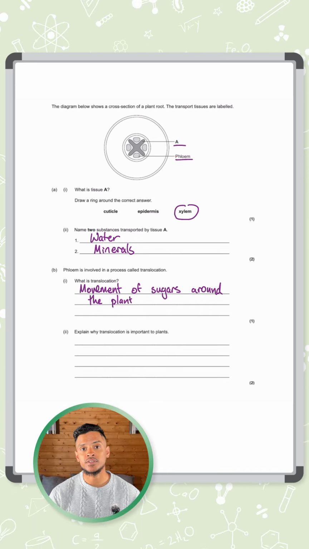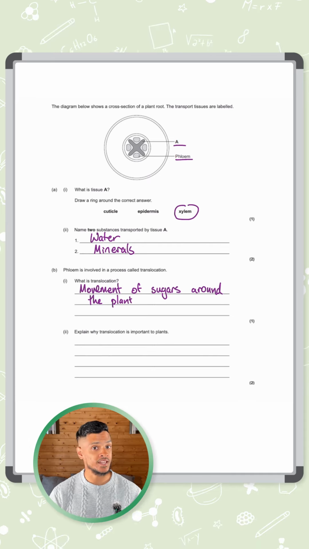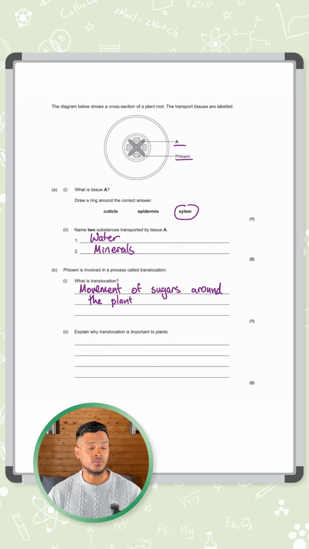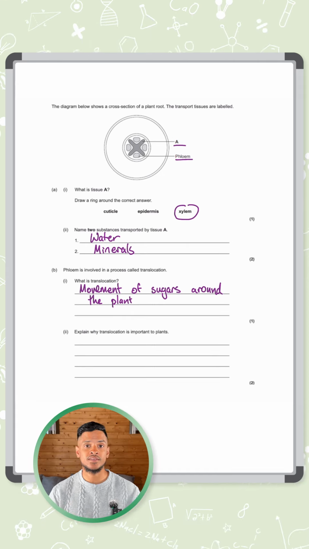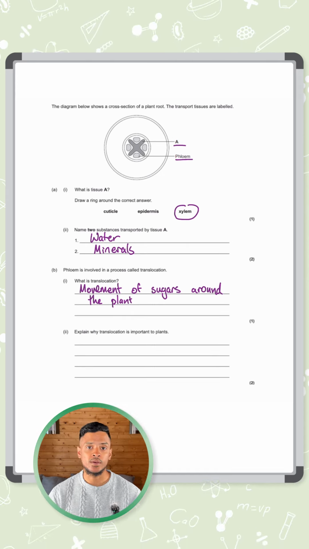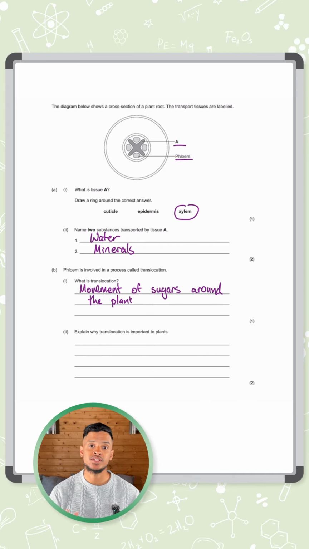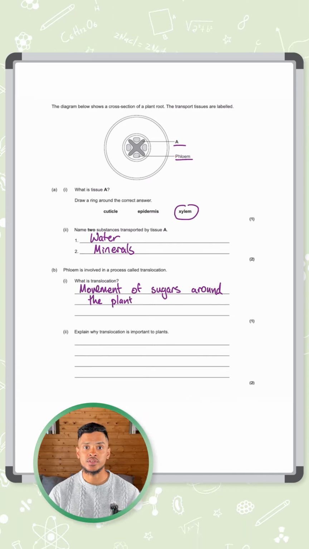Because remember, every single cell needs to respire in order to release energy. So just for a cell not to die, it needs to be able to respire. So the sugars that are made in the leaves need to be transported to every other cell in the plant. So that's why plants need translocation and a system to move the sugar around the plant.